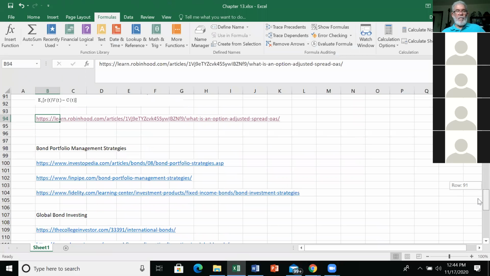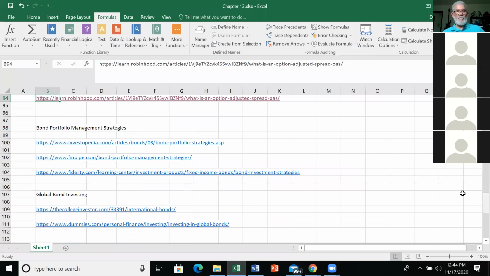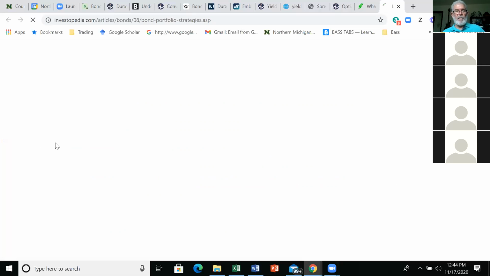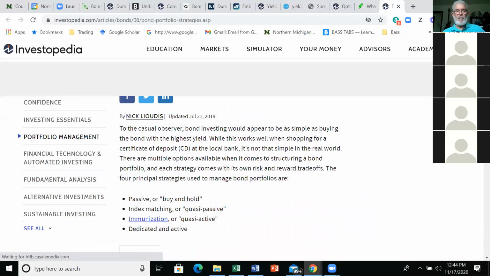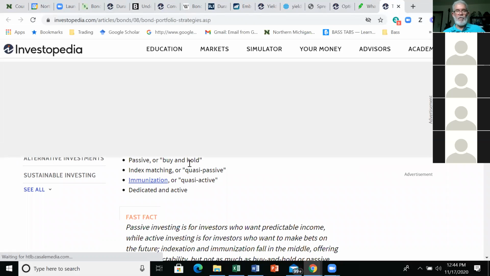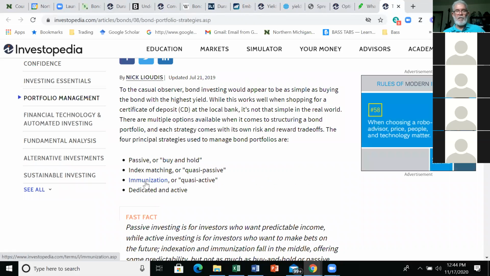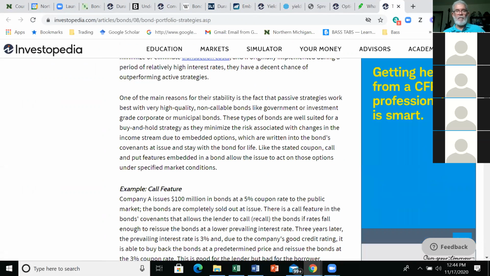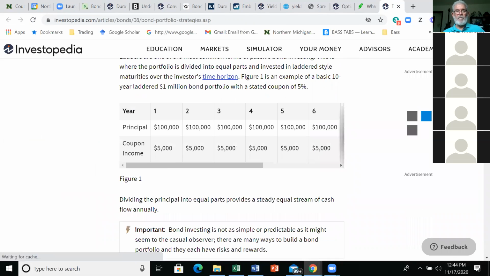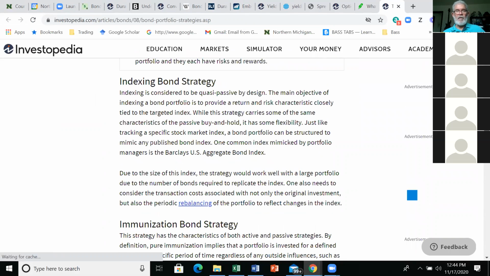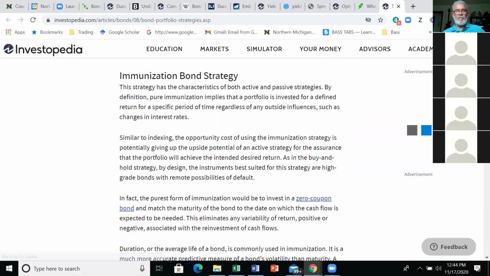And when we have some bond portfolio management strategies, again, same concept. Take a look at these and then go back and look at the book. Here are the 4 strategies: buy and hold, index matching, immunization, and dedicated or active. You can read through the explanations. Bond laddering is mentioned in the book, so that's a good thing to study and know. Indexing, immunization.